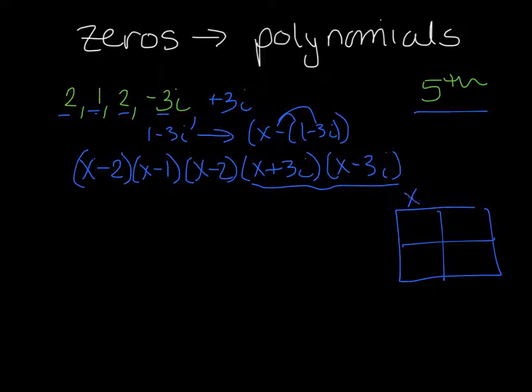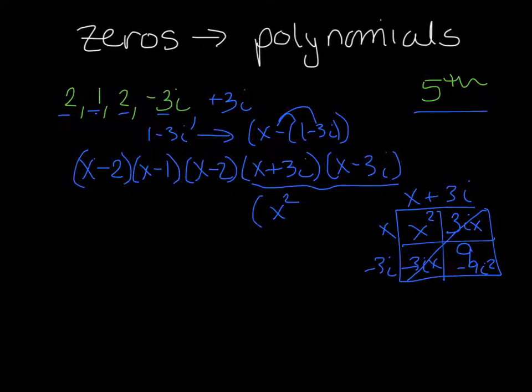So we've got x plus 3i and x minus 3i. So we've got x squared, 3ix, negative 3ix. And then for the complex here, we've got negative 9i squared. i squared is negative 1, so it's a positive 9. So the 3ix and the negative 3ix cancel, and we get x squared plus 9 as our factor there. And then we still have all of these.